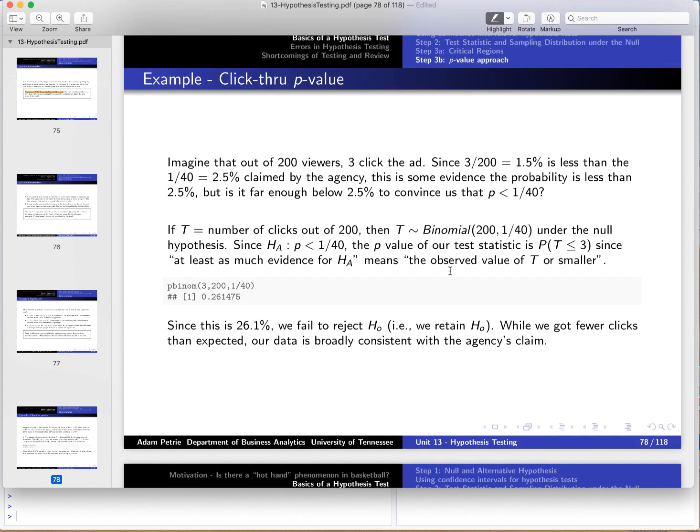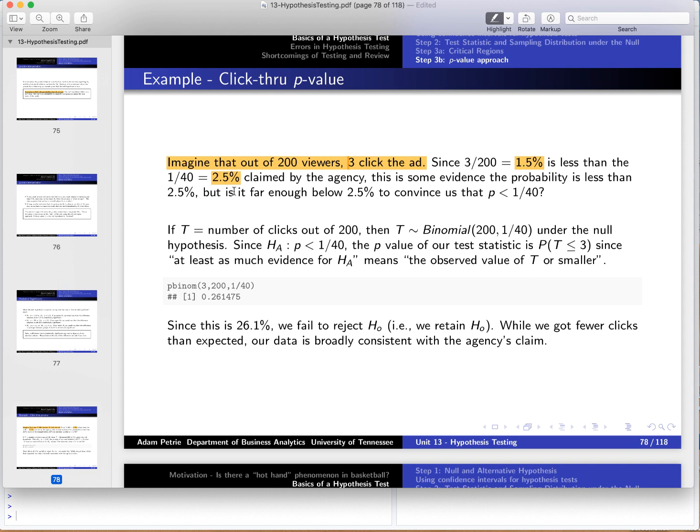All right, back to the click-through rate example. We have data on 200 viewers, and 3 of those viewers ended up clicking on that ad. So 3 out of 200 is 1.5%, and that's less than the 2.5% claimed by the marketing firm. So a little bit of evidence that maybe they're exaggerating their claim.